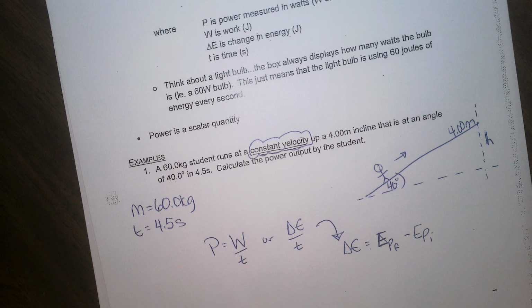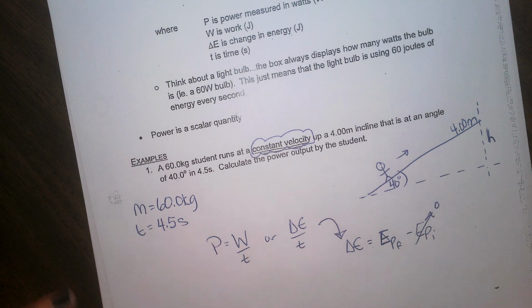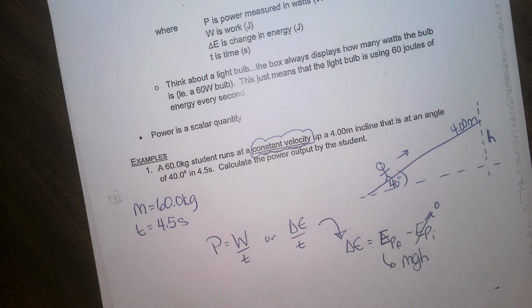Now, is there initial potential energy? No, because this student is running. So there's no initial potential energy. So final, we can solve using mgh. We have m, it's a 60 kilogram student. g is gravity, 9.81. And h we can calculate using what math function?